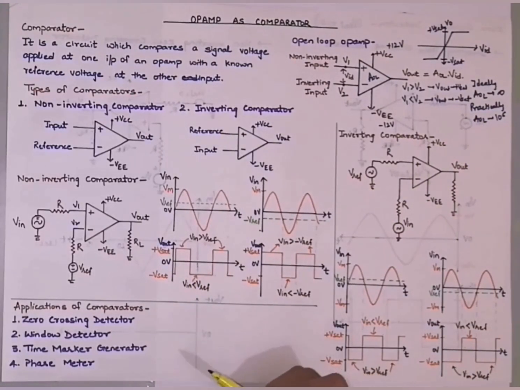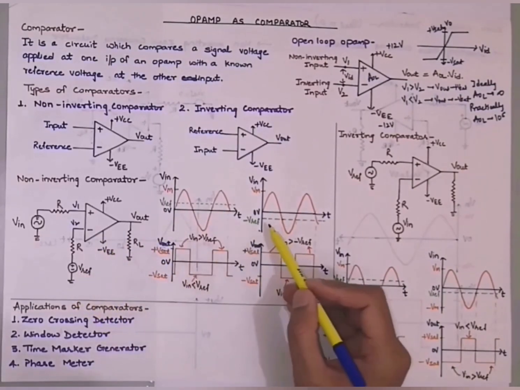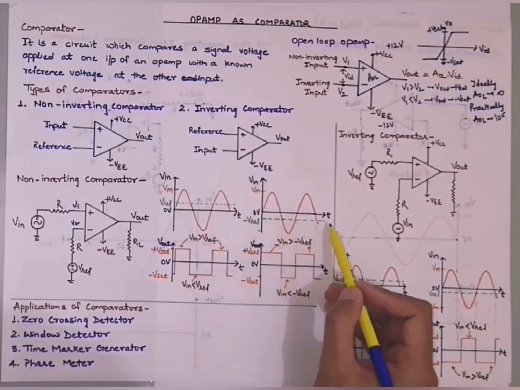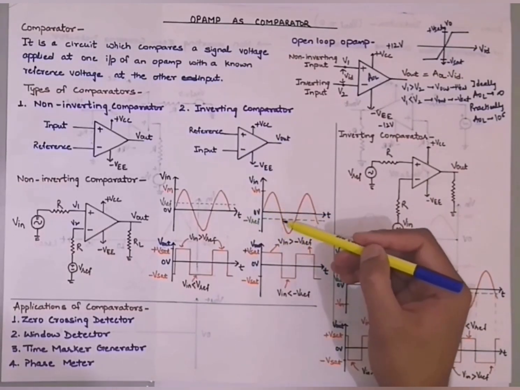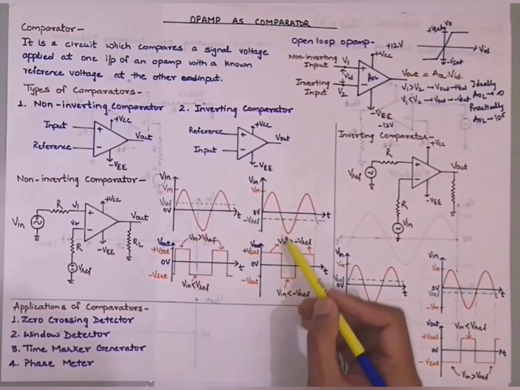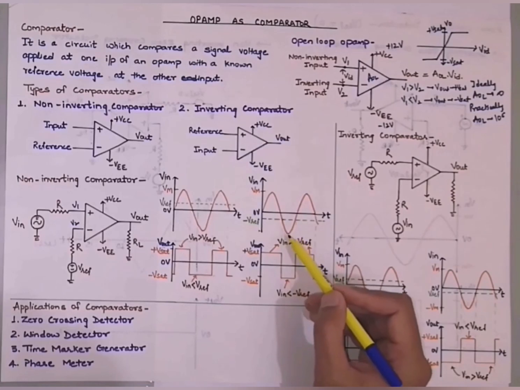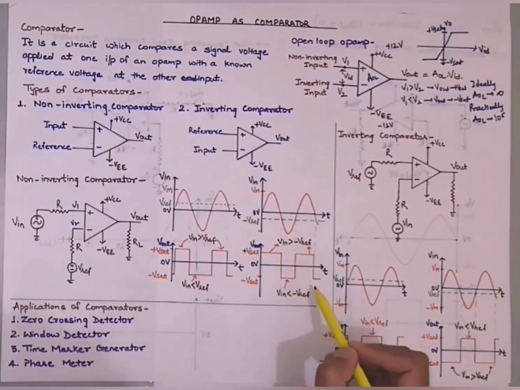Similarly, I have taken another example where I have taken my V reference as a negative voltage. So my green line will be over here, and whenever this input signal voltage is greater than this V reference signal, my output will be plus V saturation, and exactly at this point my input is less than V reference, then it is now minus V saturation and so on.